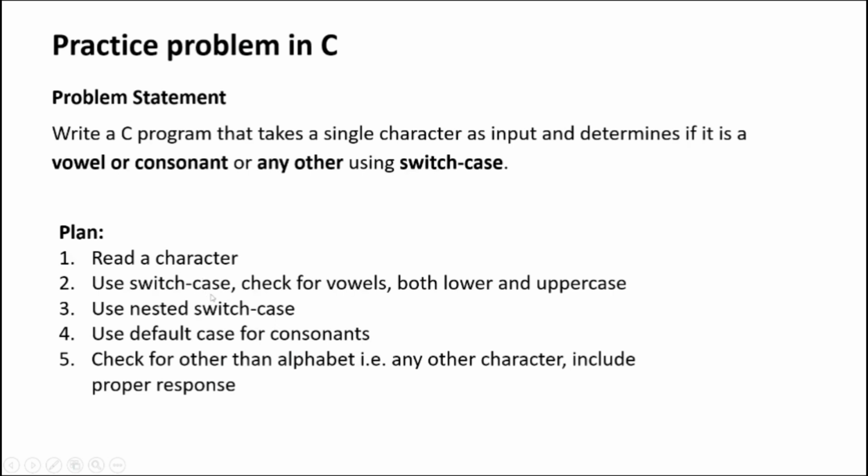So to solve this problem, in the plan, first we'll have to read a character. Next we'll go for switch case to check whether it is a vowel: A, E, I, O, U, whether lowercase or uppercase, which means we'll go for nested switch case. Default case we'll use for checking whether it is consonant. In that, an extra check: is it any other character other than alphabet? That we shall do. So with this plan, let us go to implementation now.